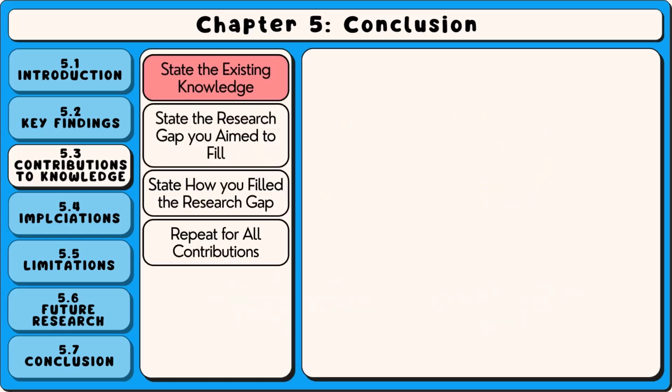For section 5.3, there are 4 steps. First, state the existing knowledge. Second, state the research gap that you aim to fill. Third, state how you did fill the research gap. And fourth, repeat for any additional contributions if you filled multiple research gaps.